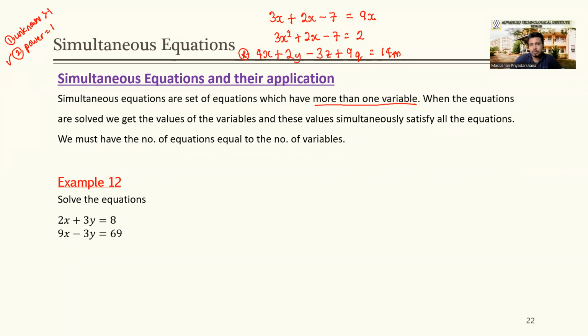Unknowns: there should be more than one variable, more than one unknown. Is it so? Yes. How many are there? X, Y, Z, Q, M: there are 5 unknowns. So there is more than one unknown, therefore it satisfies both the conditions that need to be met in order for an equation to be identified as a simultaneous equation.